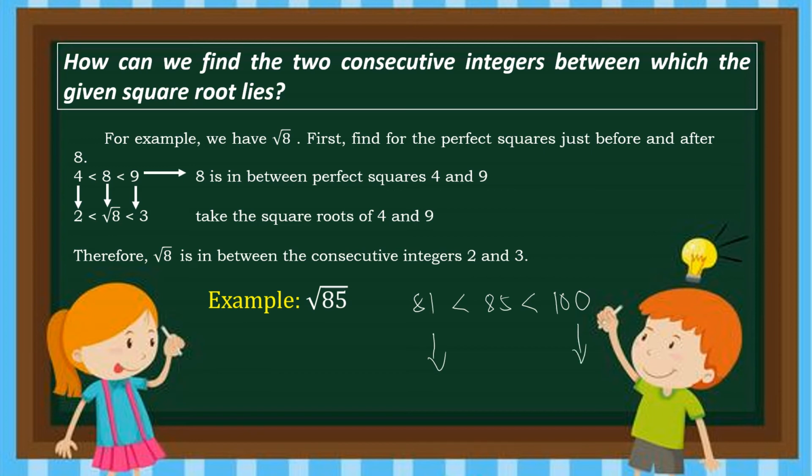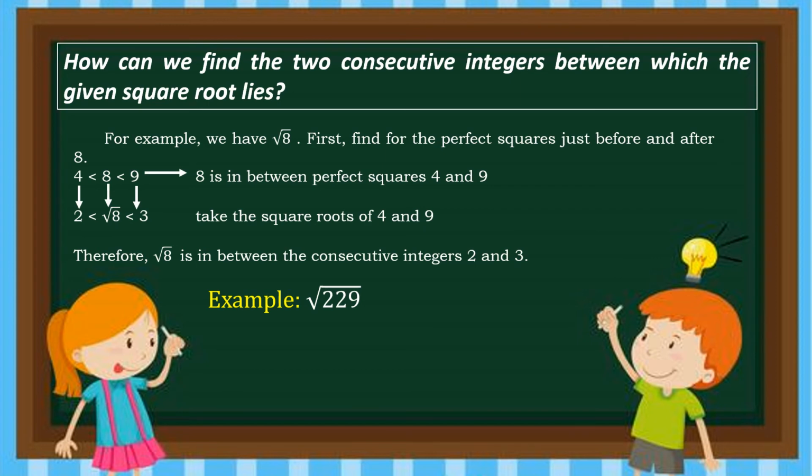Okay? Ang gagawin natin is to take their square roots. Tinake natin square roots ng 81 which is 9. And that would be less than the square root of 85. And the square root of 85 will be less than the square root of 100, which is 10. So, saan natin siya matatagpuan? Between 9 and 10. Ganun lang siya kasimple. Okay? So, doon naman tayo sa susunod nating example.